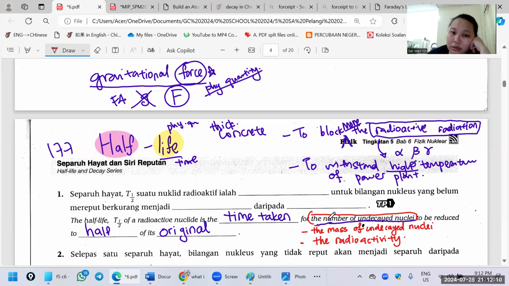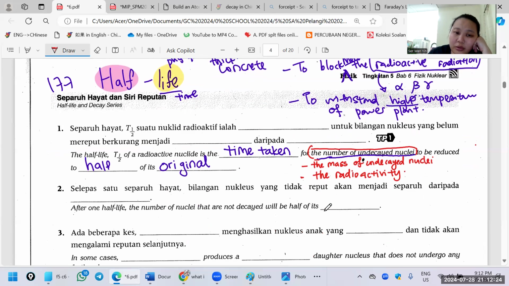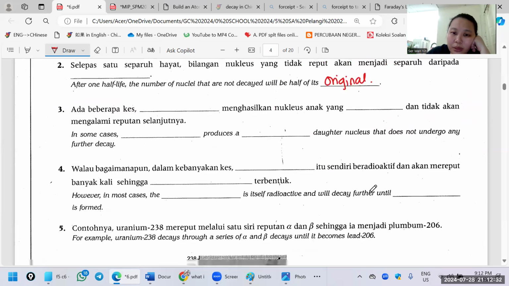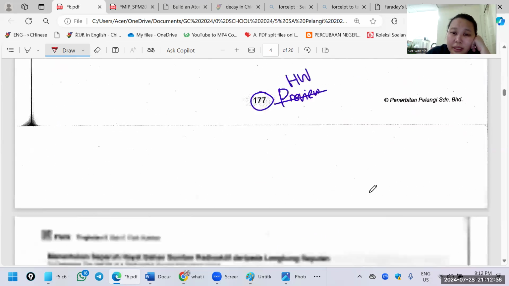Okay, so you can see actually radiation continuously emits out radiation. But until some time, it will become half of its original. Okay, after one half-life, the number of nuclei not decayed will become half of its original. The rest you copy. This one will come back later.